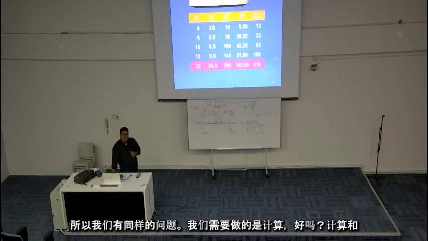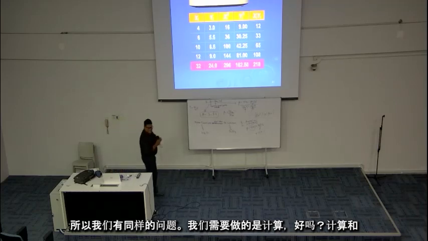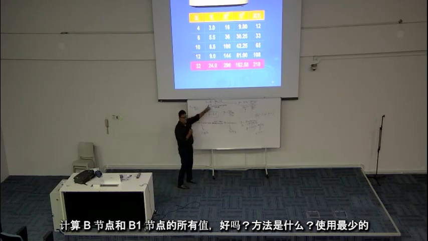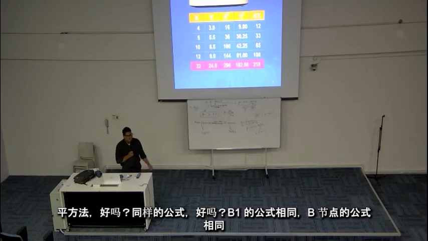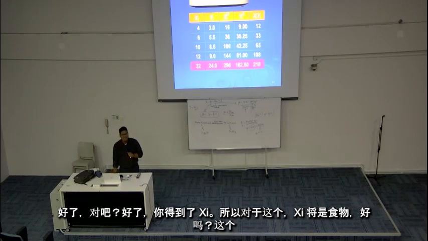So we have the same question. What we need to do is to compute and calculate the values for B0 and B1. What is the method? Using the least squares method. Same formula for B1, same formula for B0 there.